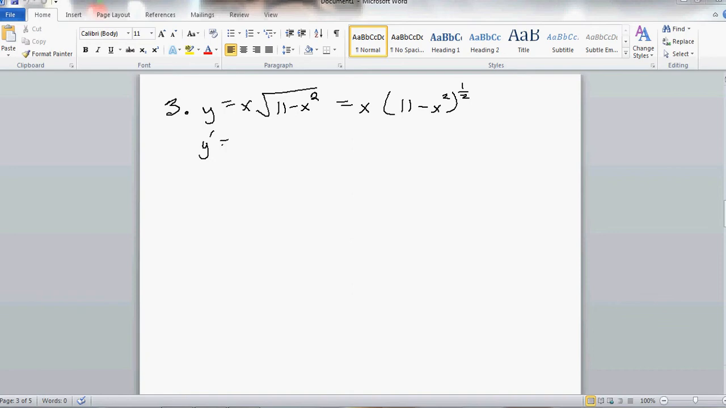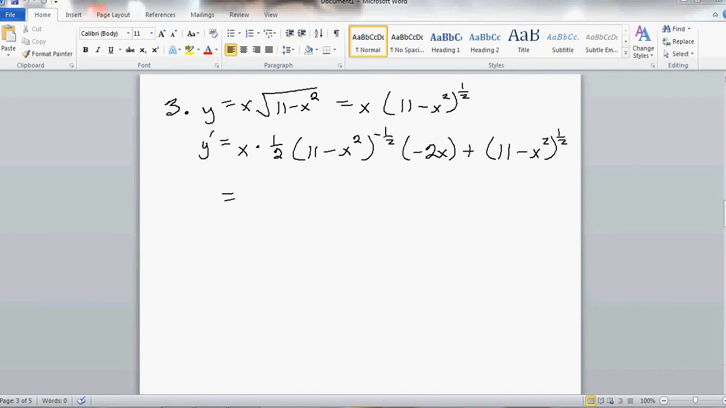So let's find what y prime is. Using the product rule, let's leave that one alone, take the derivative of this one. So that would be times 1/2. The derivative, this would be 11 minus x squared raised to the negative 1/2. And we have to take it times the derivative of the inside, which is negative 2x. Plus, now take the derivative of this, which is 1, and leave this alone. So this is relatively simple, thankfully.